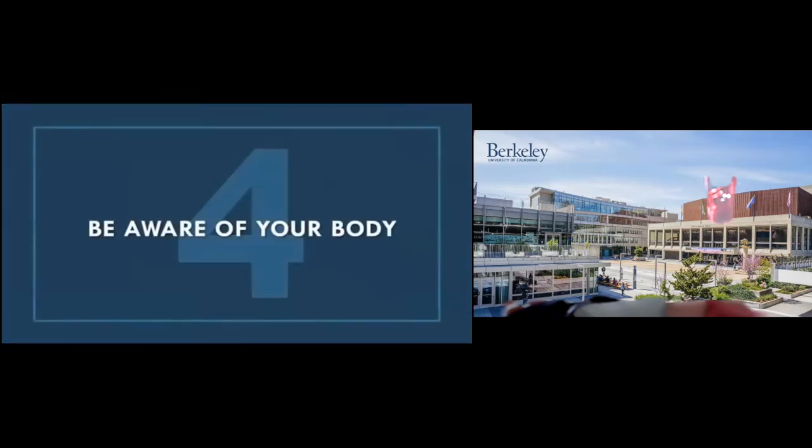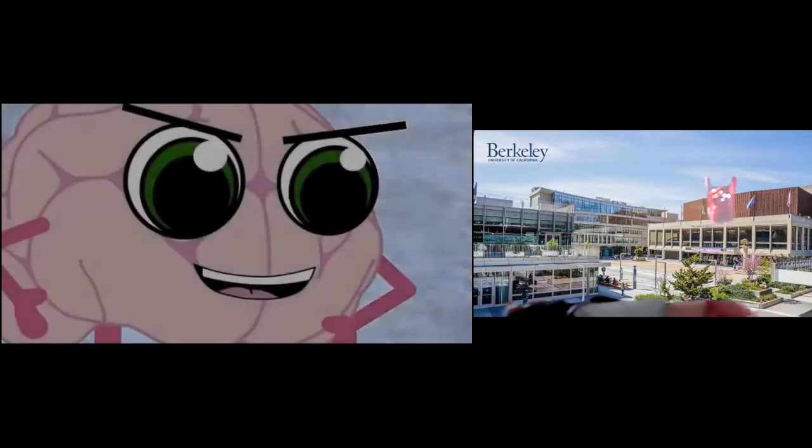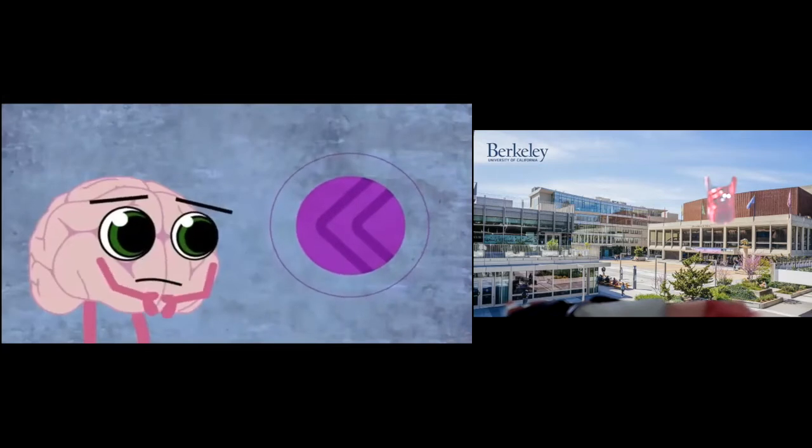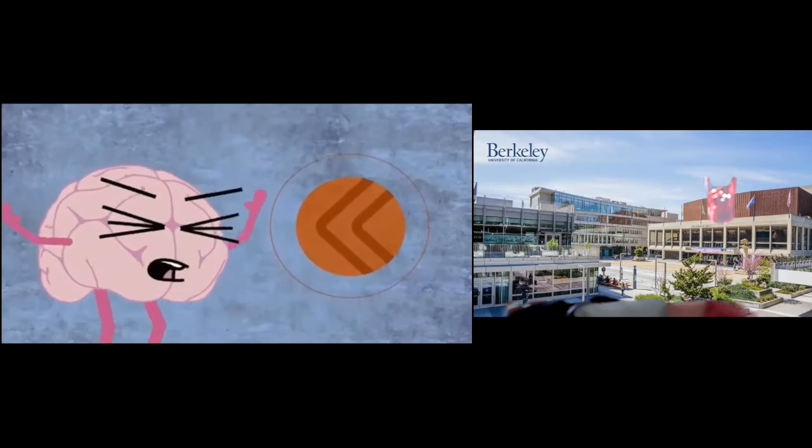4. Be aware of your body. Communication isn't just the words we use, it's also our body language and tone. If we're using assertive language while standing over somebody who's sitting, it can come across as aggressive. If our tone is timid, it can come across as passive. If we're sobbing or screaming, it's hard to get taken seriously.